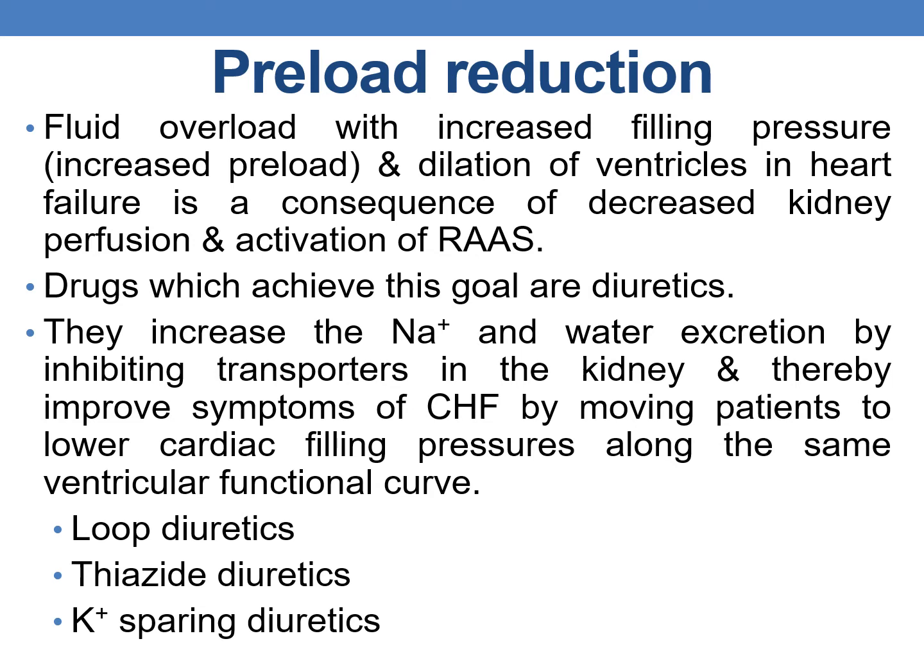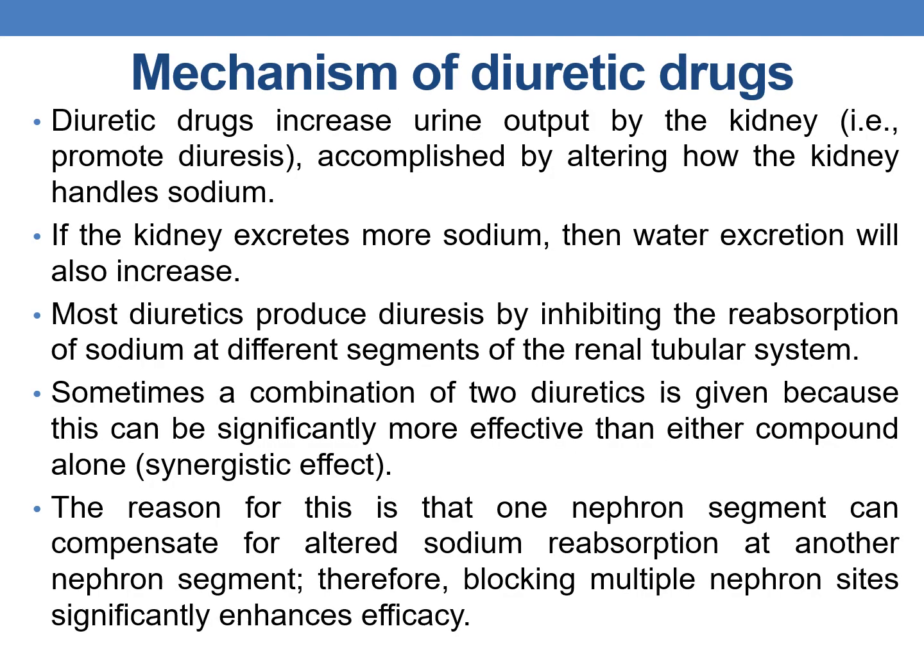Coming to the mechanism of diuretic drugs, they increase the urine output by altering how the kidney handles sodium. If the kidney excretes more sodium, then water excretion will also increase. So most diuretics produce diuresis by inhibiting the reabsorption of sodium at different segments of the renal tubular system.